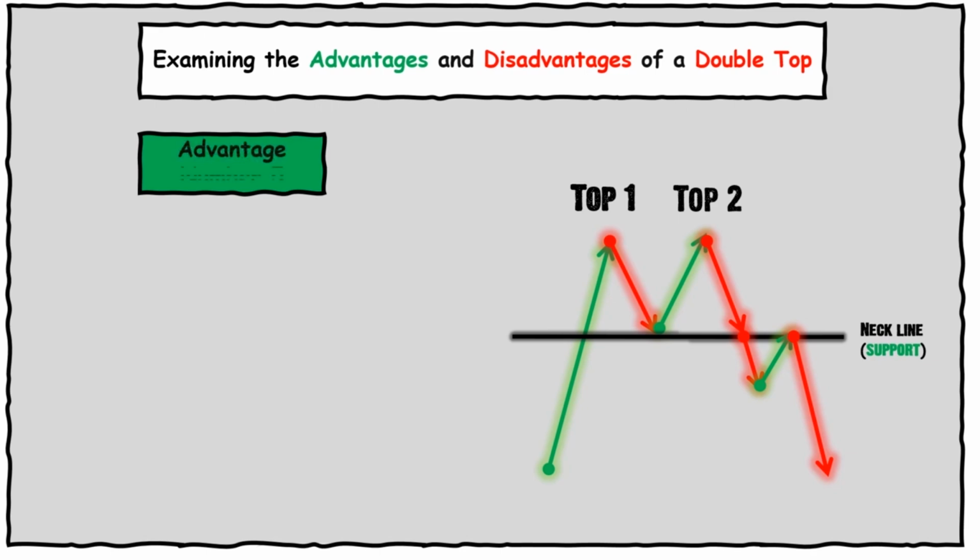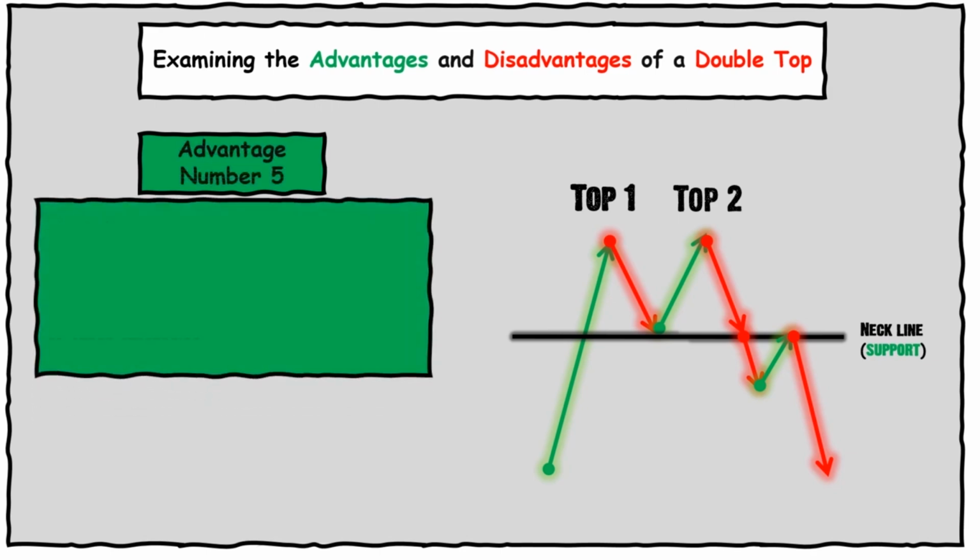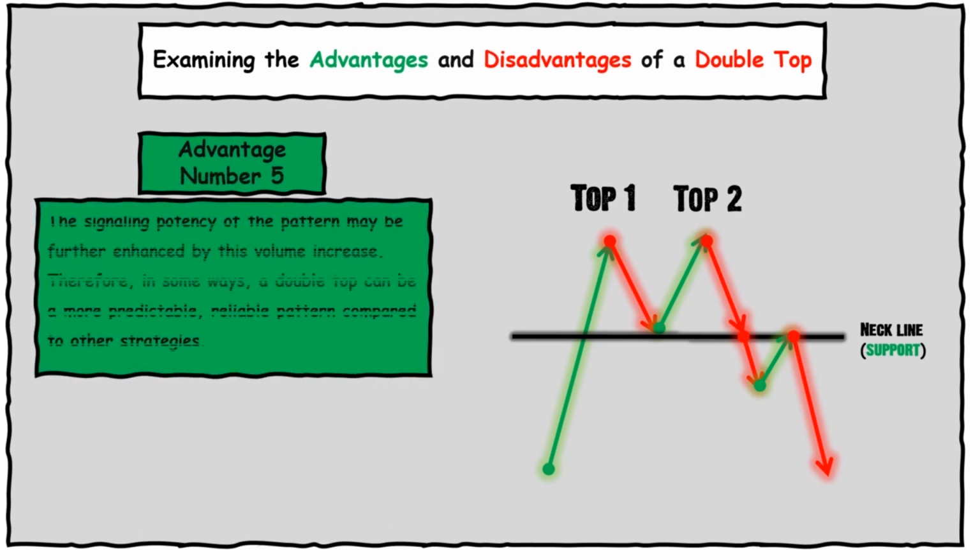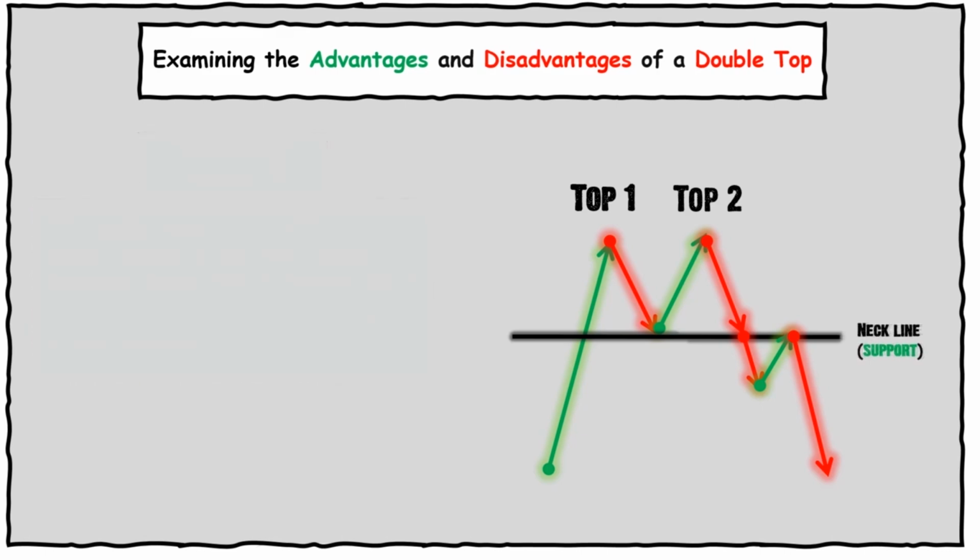Advantage number 5. The signaling potency of the pattern may be further enhanced by this volume increase. Therefore, in some ways, a double top can be a more predictable, reliable pattern compared to other strategies. Advantage number 6.